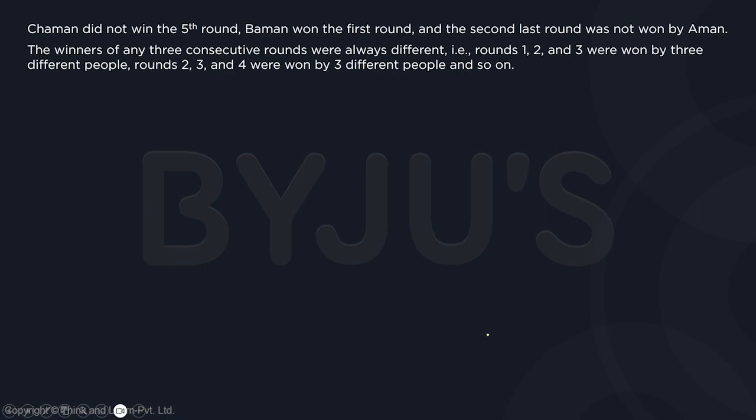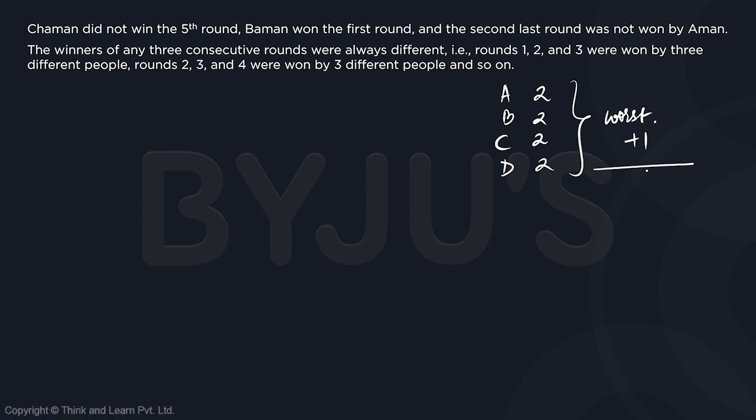The important information that we know is that C did not win the 5th round, B did not win the 1st round, the second last round was not won by A, and the winners of 3 consecutive rounds are always different. So now suppose A wins 2 rounds, B wins 2 rounds, C wins 2 rounds, D wins 2 rounds. This is the worst possible scenario, that each one of them has won 2 rounds. And the very next round, whoever wins, the winner is declared, right? So that person must have won 3 times. So we can say that we cannot expect more than 9 rounds to happen.